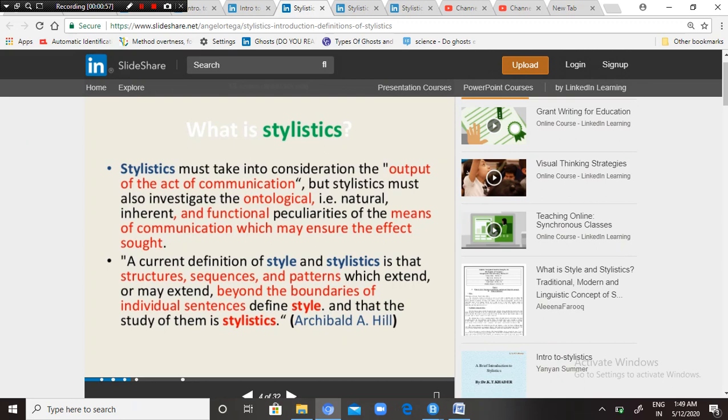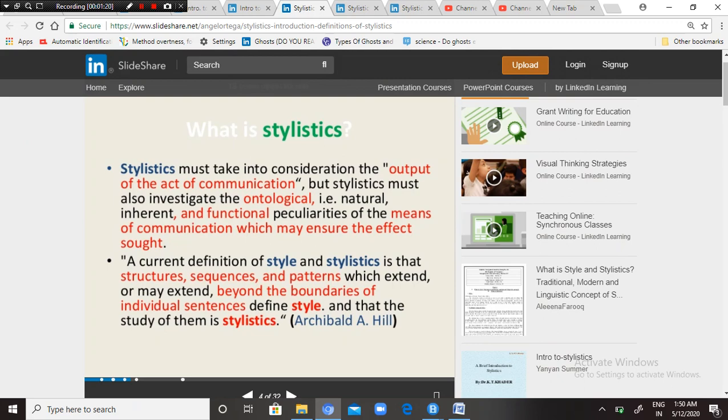Stylistics must take into consideration the output of the act of communication, but it must also investigate the ontological, natural, inherent and functional peculiarity of the means of communication, which may ensure the effect sought.